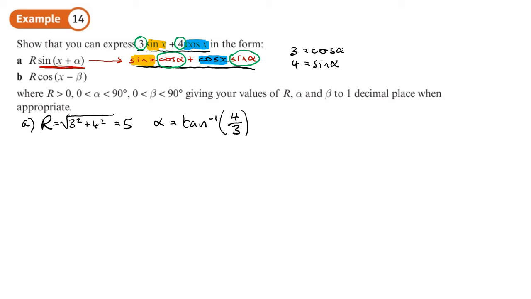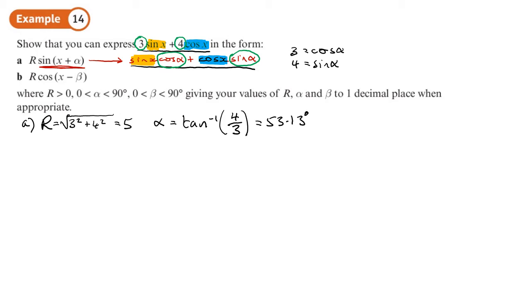Right, so if I do the tan inverse of 4 over 3, and I am in degrees, so I need to change my calculator back to degrees and do tan inverse 4 over 3, 53.13 degrees, so alpha is 53.13 degrees.